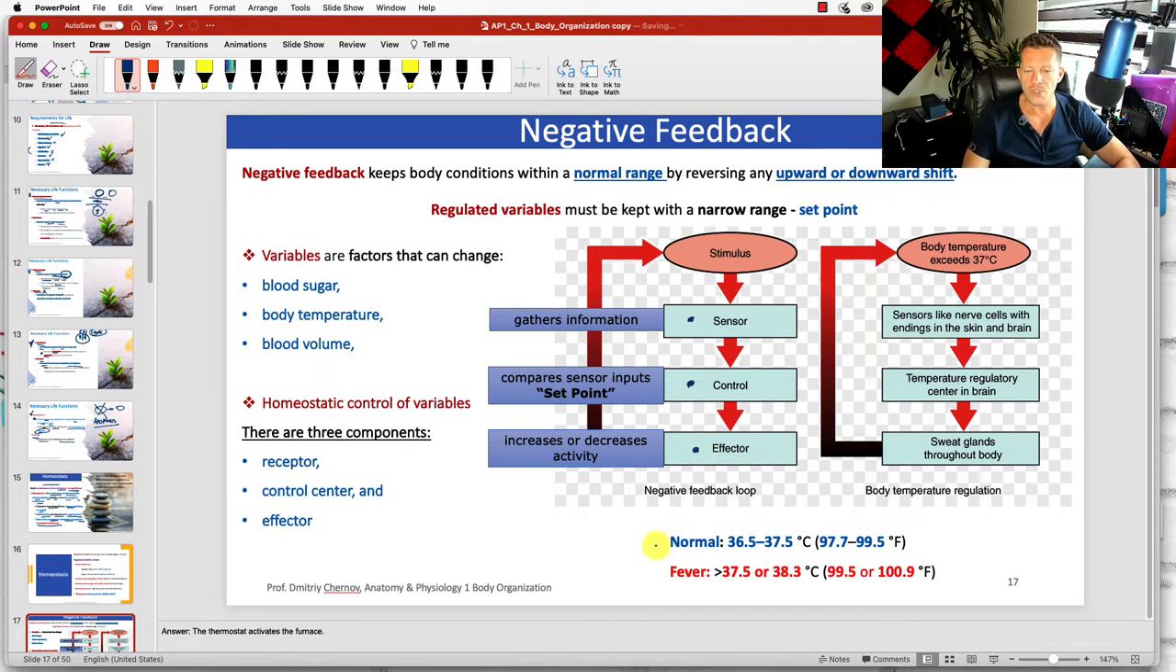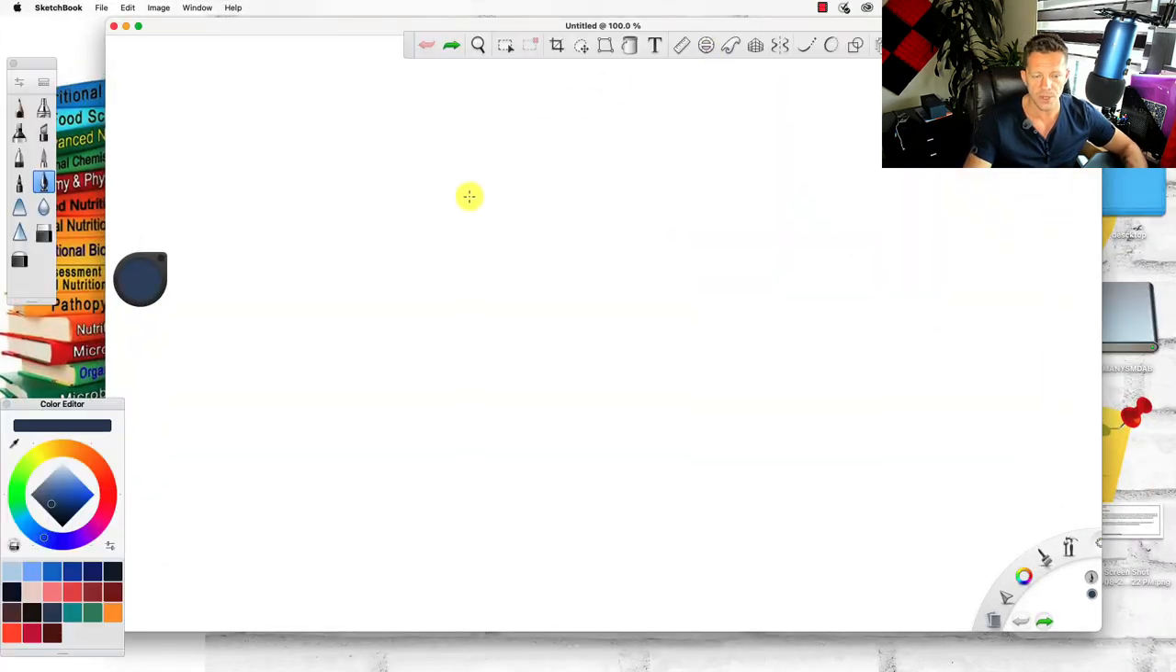So first we're going to use temperature, then I'm going to use blood glucose. So this is one of the classical examples. Negative feedback keeps body conditions within a normal range by reversing any upward or downward shift. And there are also regulated variables. The regulated variables must be kept within a narrow range, which is called the set point. So let me explain that somewhere else. Let me go here. So the classical example is a thermostat.